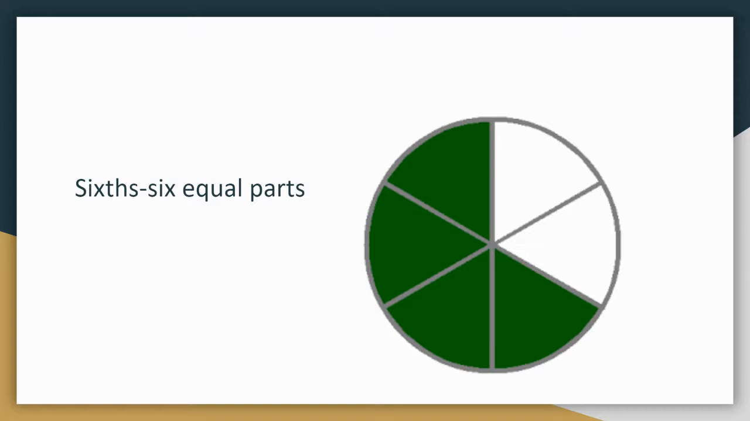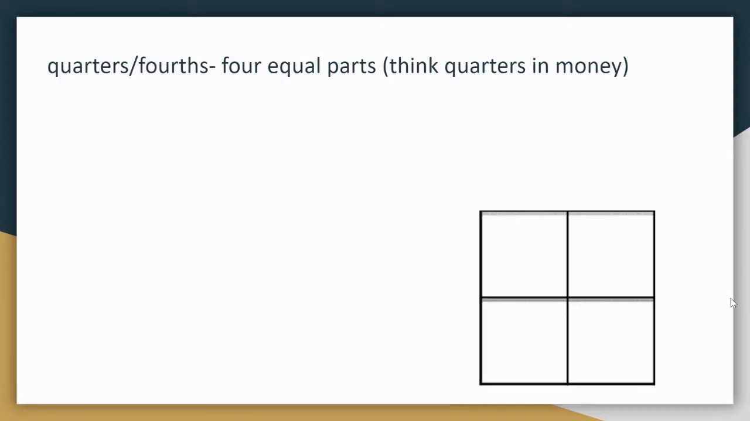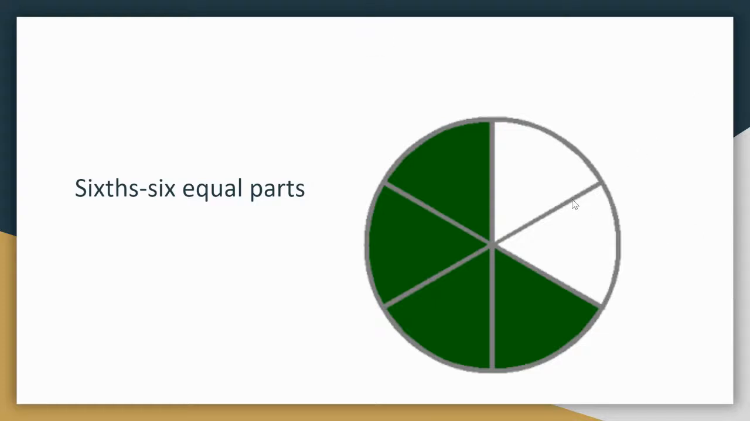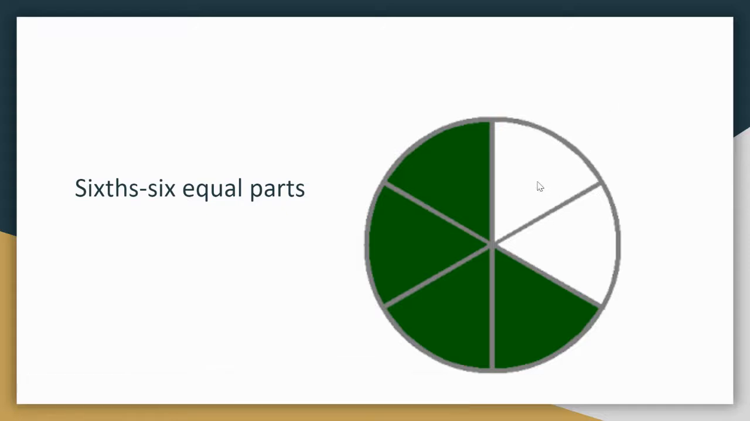Six equal parts. So each of these are the same size. 1, 2, 3, 4, 5, 6. Sixths. Just because they're colored in different doesn't mean anything at this point. Okay? It's just 6 equal parts. There's 2 white, 4 green. Still 6 equal parts in size.